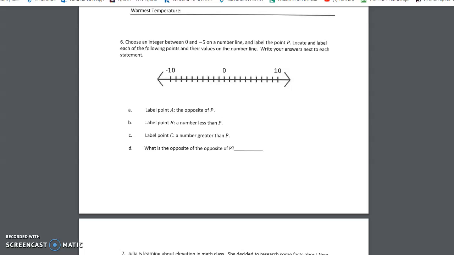A. Label point A, the opposite of point P. B. Label point B, a number less than P. C. Label point C, a number greater than P. D. What is the opposite of P?